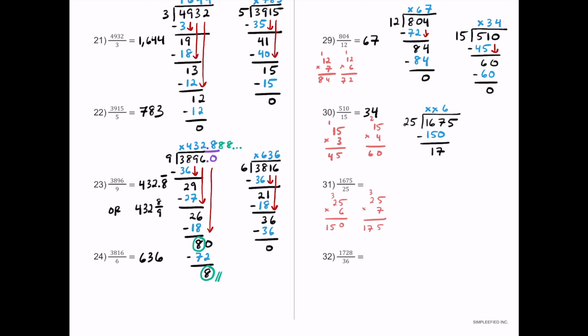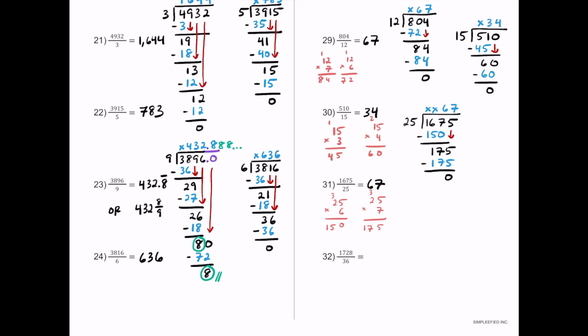Next, we will bring down this 5 to join. That's going to be 175. Hey, good thing we already knew 25 times 7 was 175. So we're going to put a 7 up here. 7 times 25 is going to be exactly 175. And if we subtract, we have no remainder. So our quotient here is going to be 67.